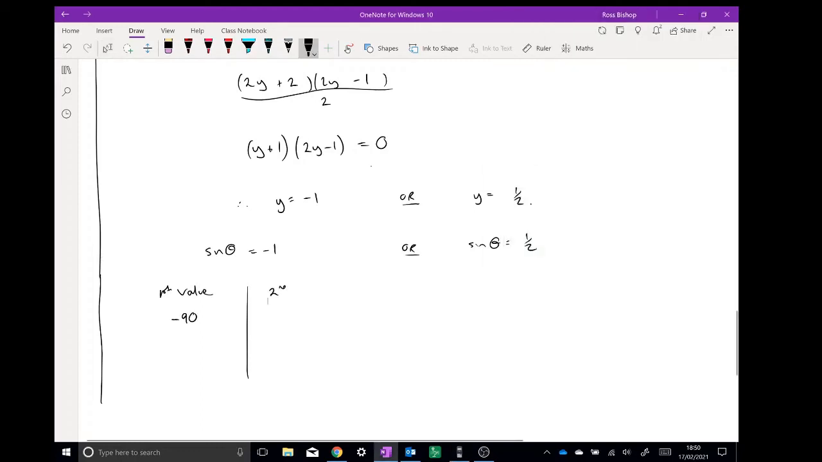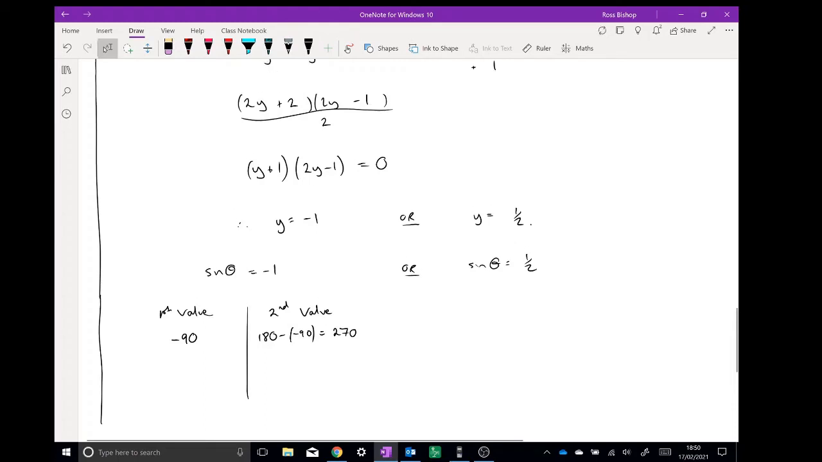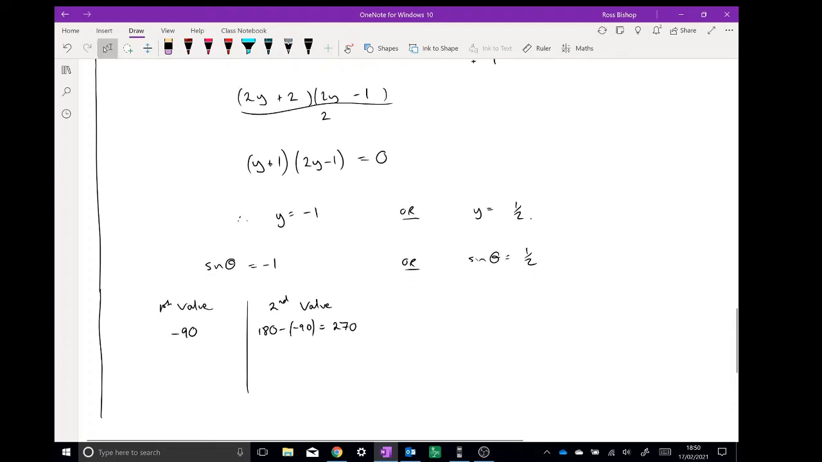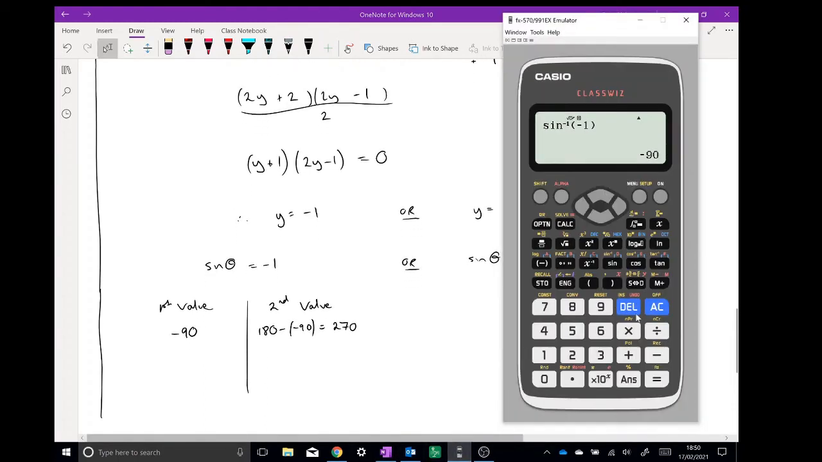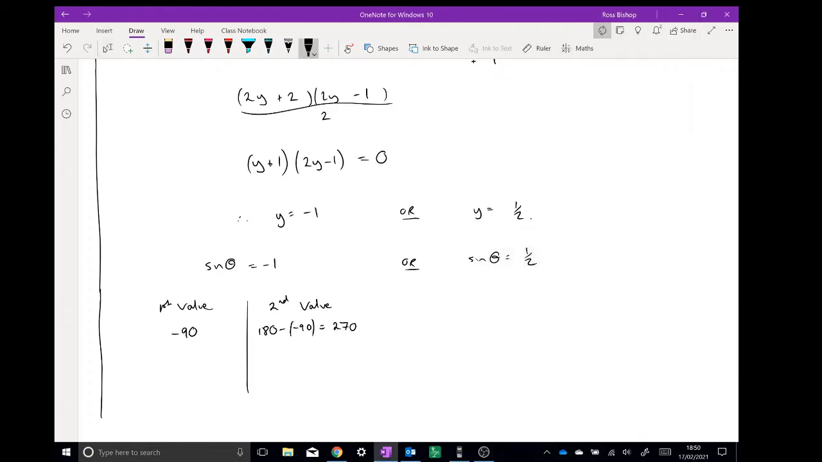And the second value, remember using that tip box, is 180 minus the first value. Just be careful, it's a double negative. It's going to be 270. And then I add or subtract 360 from these values. So if I do negative 90 add 360, that gives me the 270. And if I minus 360, that's just going to take me back. So I don't think there's any other. I think for that equation, there's only two answers.